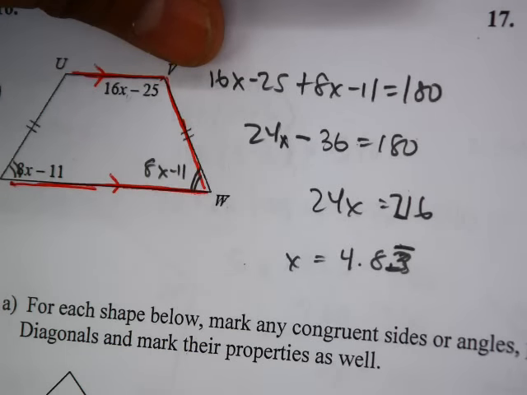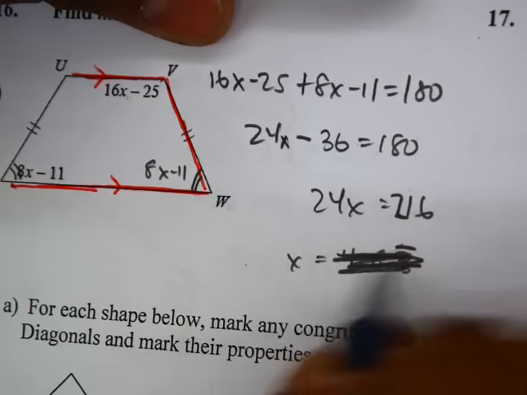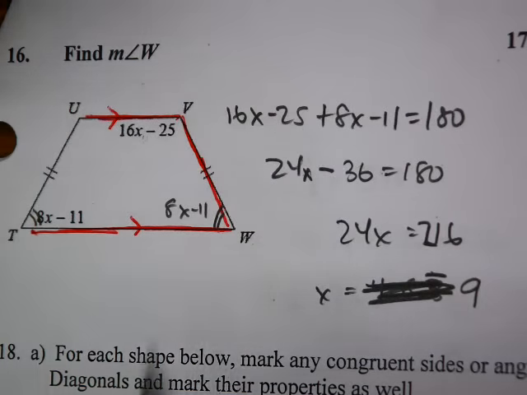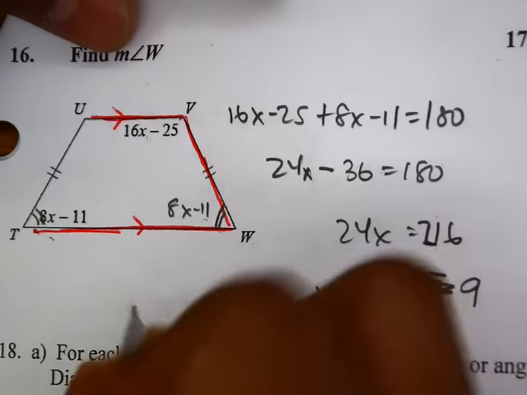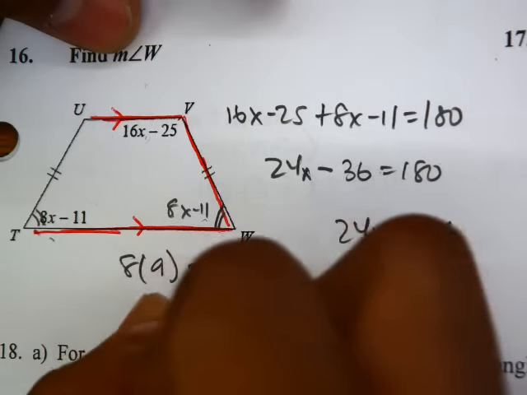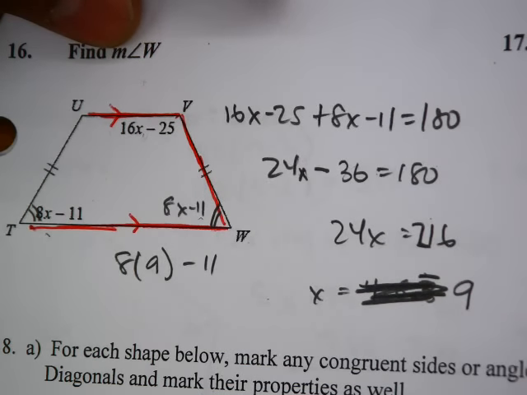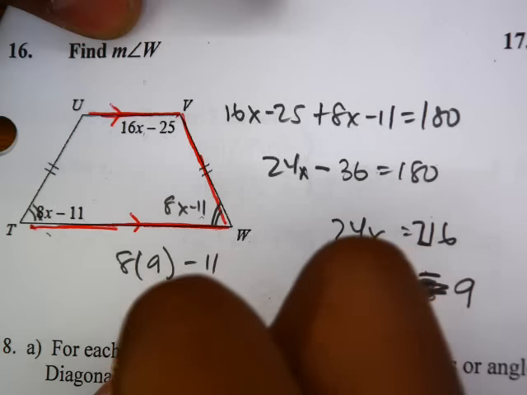216 divided by 24 is 9. X is equal to 9. We need to figure out angle W. So we established that these two should be equal, so I can substitute 9 in for 8x plus 11, or minus 11. 8 times 9 minus 11 is 61 degrees.